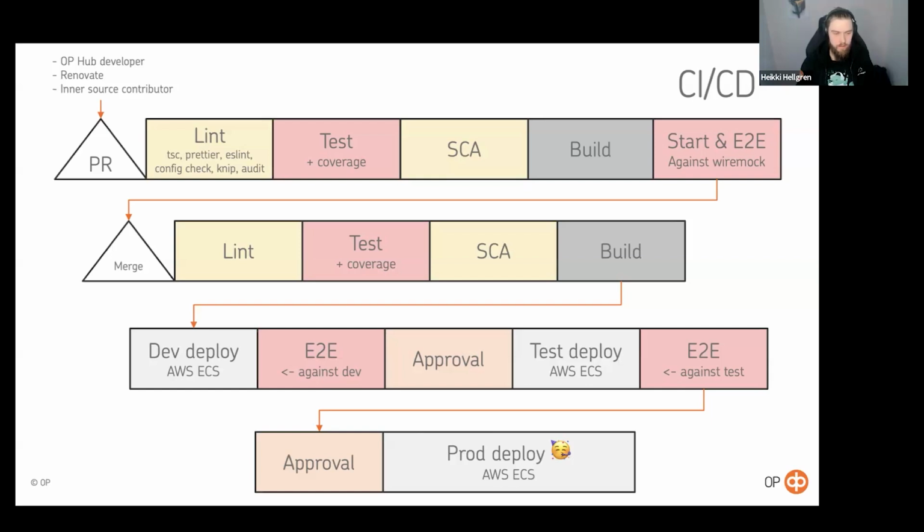We do the linting with all kinds of tools. We do the unit testing, then static code analysis, then we build the package, actually start the package, and run end-to-end tests against the WireMock mocks. So we get quite good quality control already in the PR phase. And after that is merged, we do the same kind of stuff in the CD pipeline, and then we deploy it to our development environment and run the end-to-end tests against that.